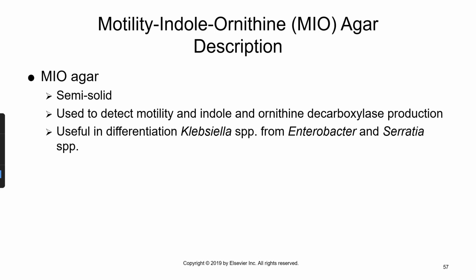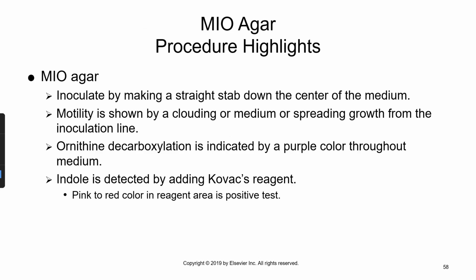Motility indole ornithine agar is a semi-solid medium used to detect motility, indole, and ornithine decarboxylase production. It's useful in the differentiation of Klebsiella from Enterobacter and Serratia species. It's inoculated by making a straight stab down the center of the medium. Motility is shown by cloudy or spreading growth from the inoculation line. Ornithine decarboxylation is indicated by a purple color throughout the medium, and indole is detected by adding Kovacs reagent. A pink to red color in the reagent area is a positive test.